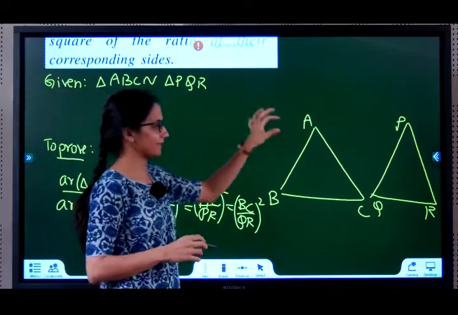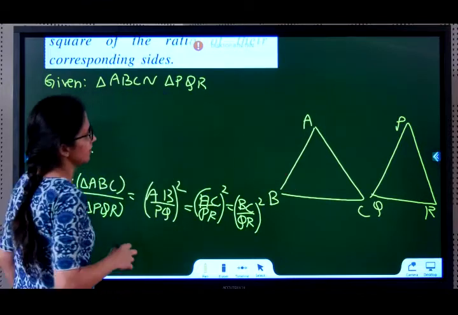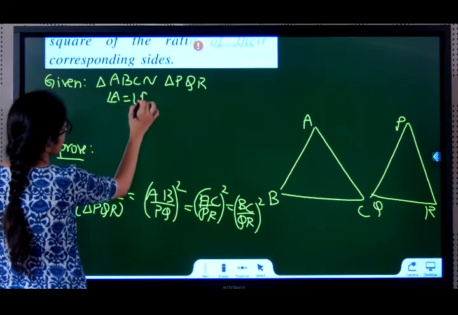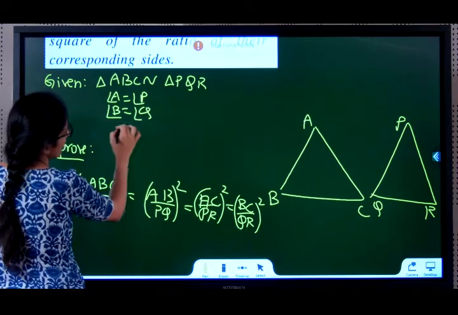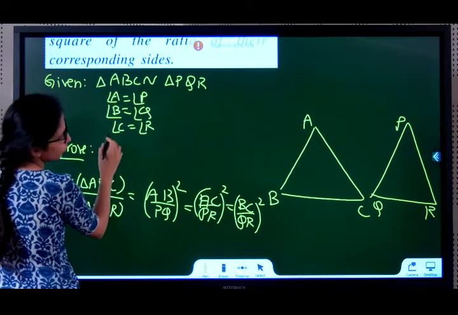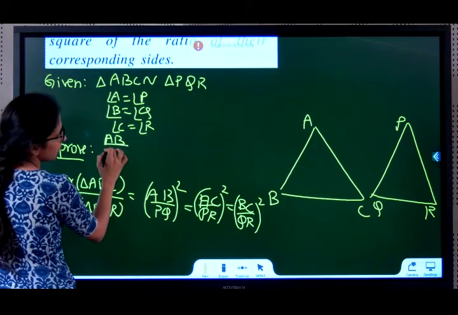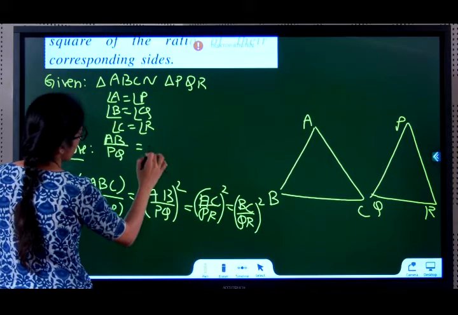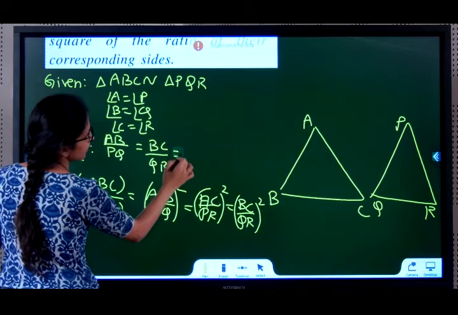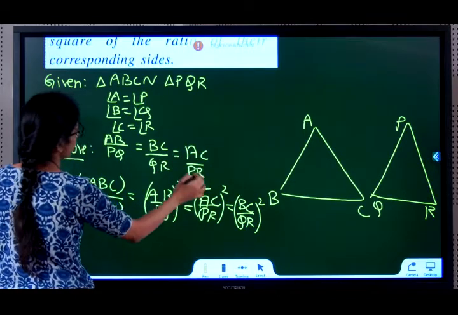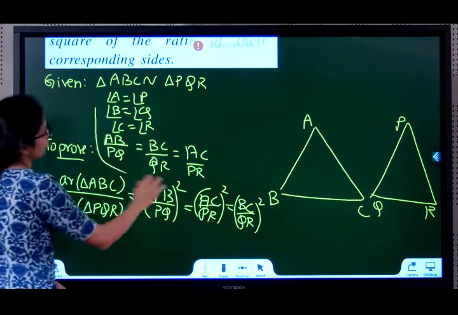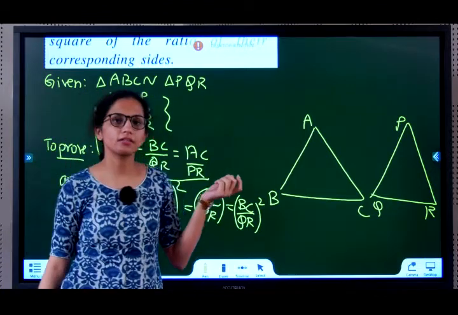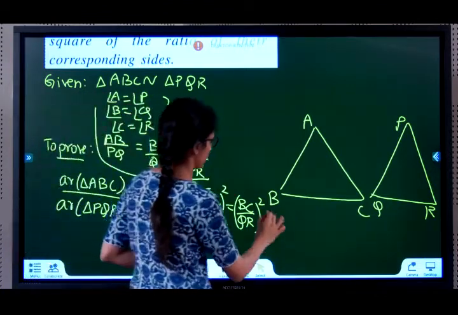I will be using this extensively, so I will need all the criteria. I am going to label it over here. Angle A equals angle P, angle B equals angle Q, angle C equals angle R, and also AB by PQ is equal to BC by QR is equal to AC by PR. I am going to use all of this. The reason for the first is that corresponding angles of similar triangles are equal, and this one is that corresponding sides of similar triangles are proportional. So we will be using this. Let's start the proof.